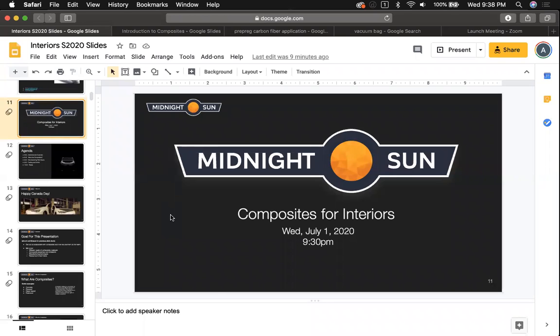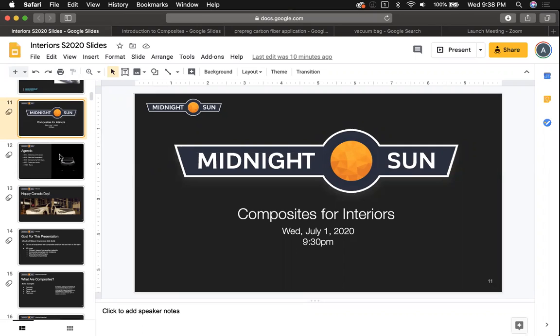So hi, this is the Composites for Interiors. There's nothing really too interior specific about composites, but I know a lot of the interiors team members had plans to use composites in their parts in some way or form. So this was a good introduction, I thought, for all of interiors to get on the same page.